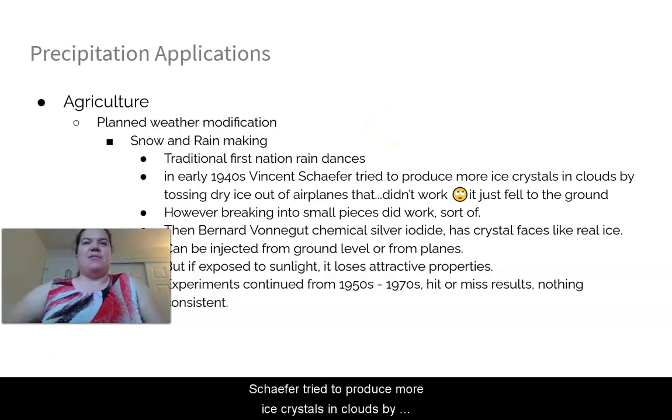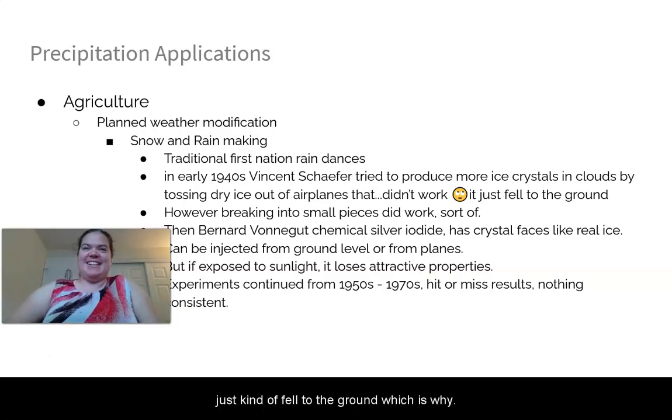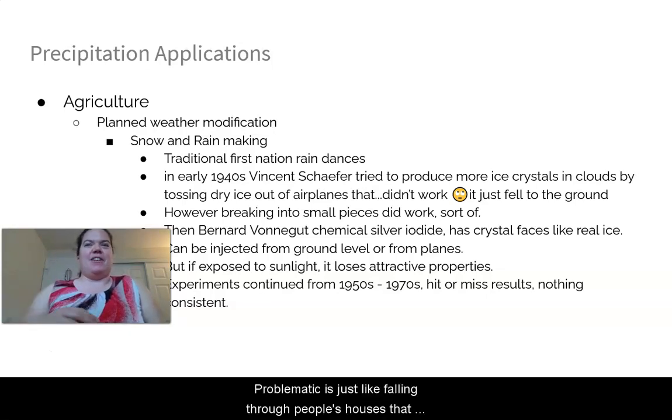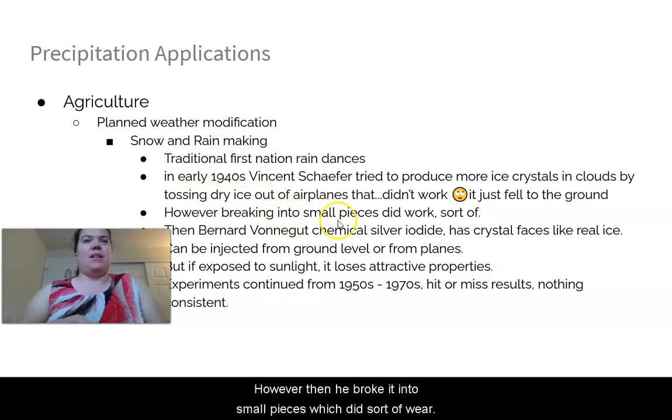And then in the early 1940s, Vincent Schaefer tried to produce more ice crystals in clouds by tossing, get this, dry ice out of airplanes. So that didn't work. It just kind of fell to the ground, which is problematic. It's just like falling through people's houses. That is solid carbon dioxide, by the way. However, then he broke it into small pieces, which did sort of work.